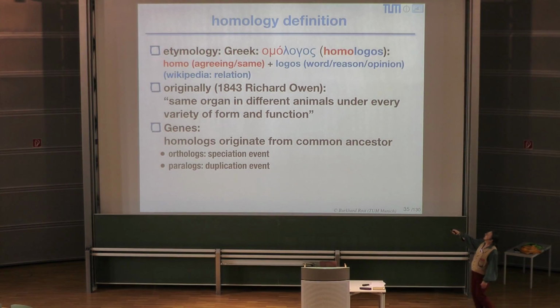Homology then comes from Greek, homologos, and logos. Homo and logos. Homo is what that says. Logos is what that one says. Originally it was introduced by Richard Owen to in fact refer to the same organs. So the foot, the flipper in the whale, or something like that. Or the hand.